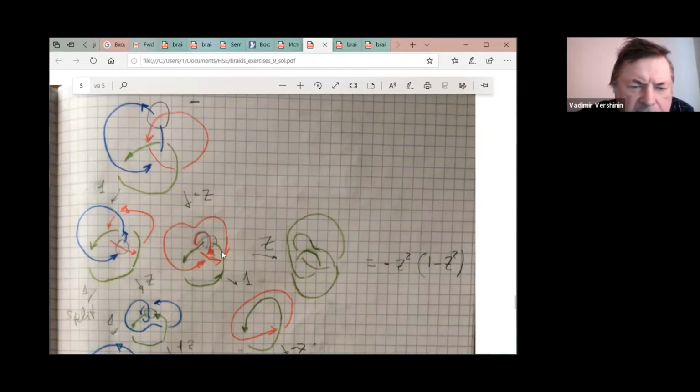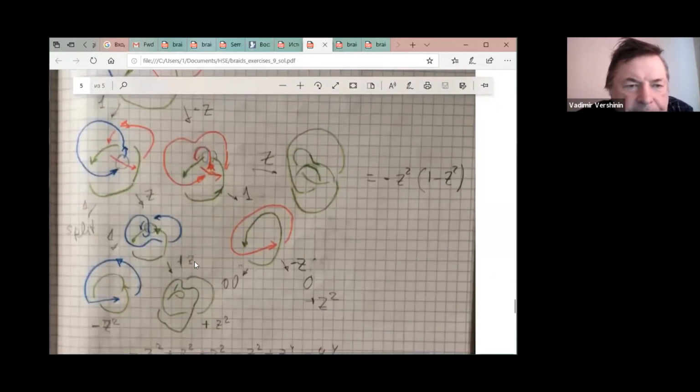So you have this 2-component link with 1, 2, 3, 4 crossings. As it was minus, we take minus z. But this is not split as we had before. Then we simply consider this with number 1 before. Okay, so let us look forward.